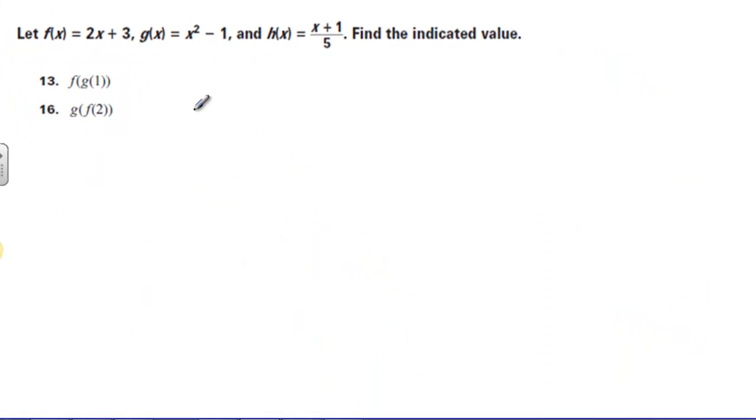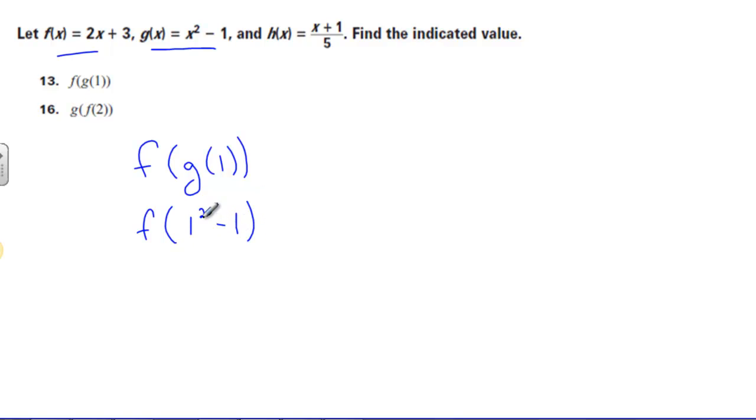One last thing, here's f of x and g of x. And we're going to do where we can evaluate for a specific value. For example, f of g of 1. Now, if I'm going to do this, I'm going to just do f of g of 1, and I'm going to say f of, and now g of 1 means it's going to be 1 squared minus 1. Well, 1 squared is 1. 1 minus 1 is 0. And now I'm trying to do f of 0. Well, f of 0 is now 2 times 0 plus 3. 2 times 0 is 0, plus 3 is 3. And so that's my f of g of 1.